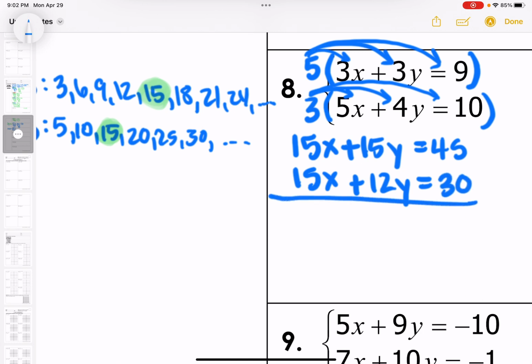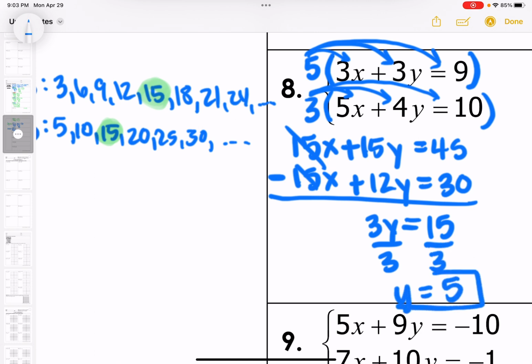So now looking at those two equations, my x's have a common coefficient. They have the same sign, so I'm going to subtract. 15x minus 15x is 0. 15y minus 12y is 3y, and 45 minus 30 is 15. Then our last step is to divide by 3, so y is going to equal 5.